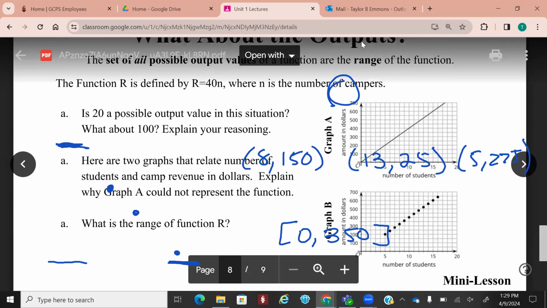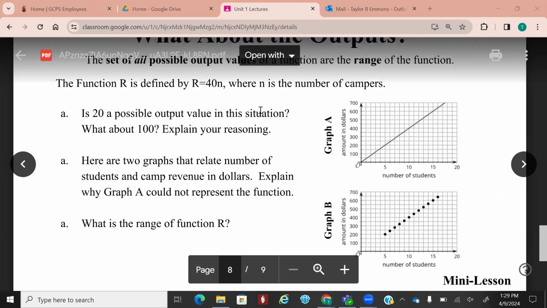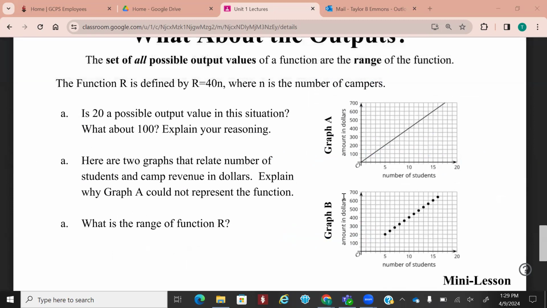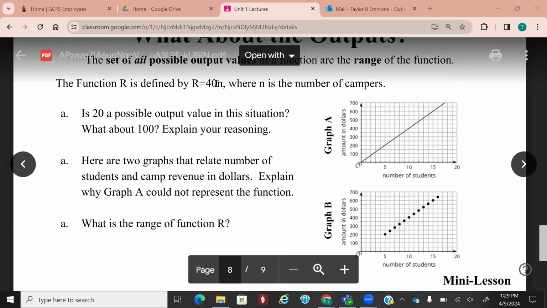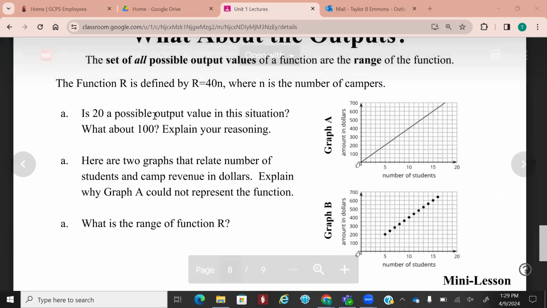Now, back to the question on number of campers. Is 20 a possible output value in this situation? Can we have 20 for a possible output? Well, if we plug in any number in here, can we get 20 as a possible output? Nope.